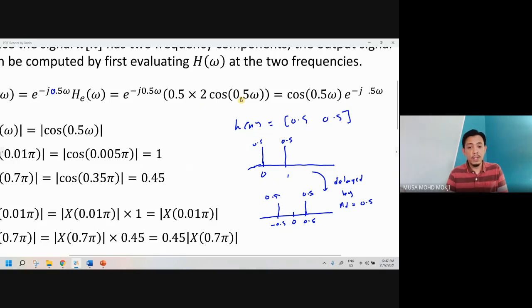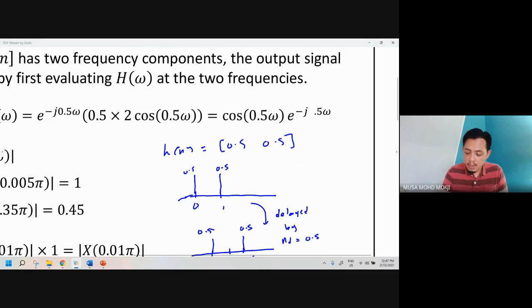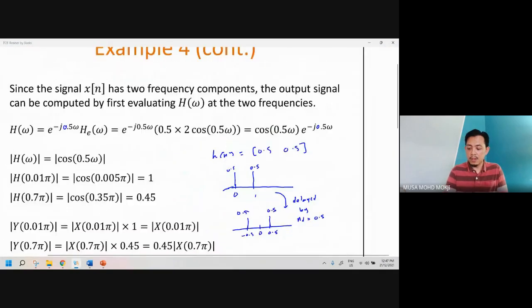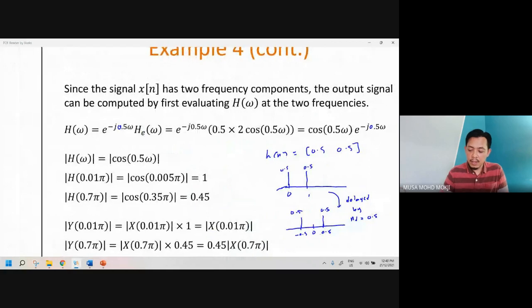So why is this a 0.5? Because the first one here is at n equals 0.5. We put it there, 0.5, multiplied by 2. And then what is the x[0]? This is the original x[0]. So then you will get cos(0.5omega) times e^(-j0.5omega), and then you will have this one. This is the magnitude, which is cos(0.5omega), because we can just remove this phase term. We have seen that example.